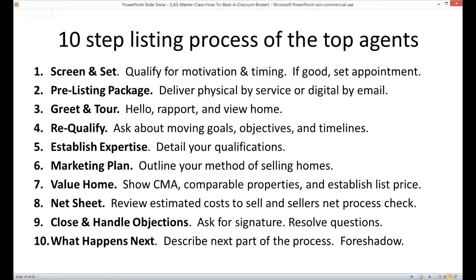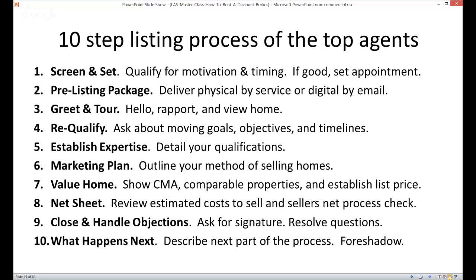So number one, they screen and set. So when the call comes in from the seller, they qualify for motivation and timing. They use certain scripts to make sure they get that information. And then if that person qualifies, they set the appointment. By the way, if that person doesn't qualify, they just stop, right? They either put them in some kind of follow-up if they're not motivated yet, or if there's an impediment that they can't move forward, they just move on. They use the famous 4-letter word, next, and move on. But anyway, that's actually a pretty critical one right there at the beginning.